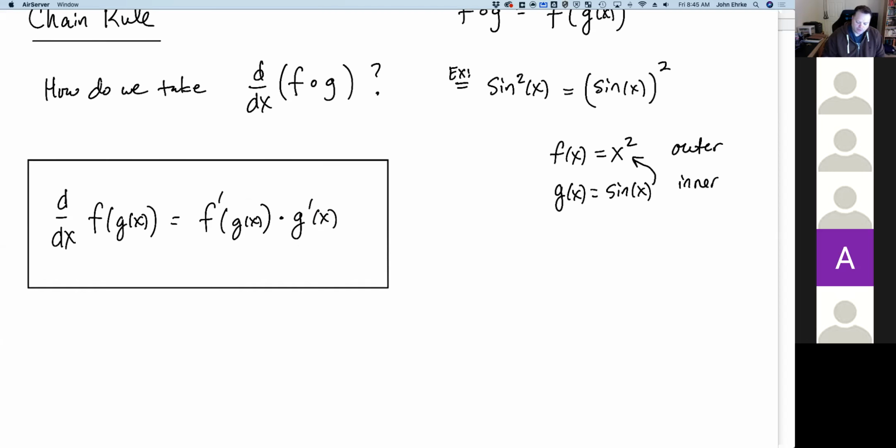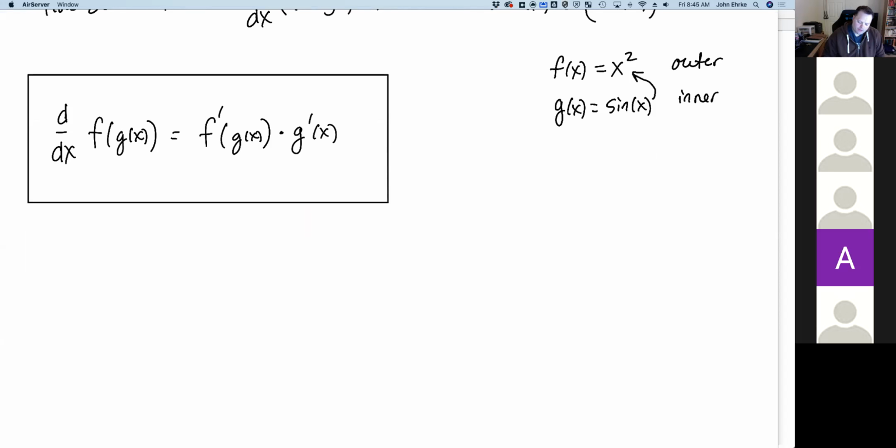So that's the rule. It requires students to understand what the inner function is and what the outer function is for any composition that they look at. Because then what the rule says is you take the derivative of the outer with the inner plugged in and multiply by the derivative of the inner.